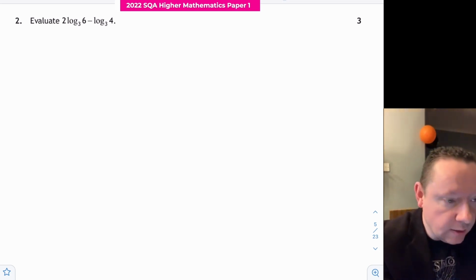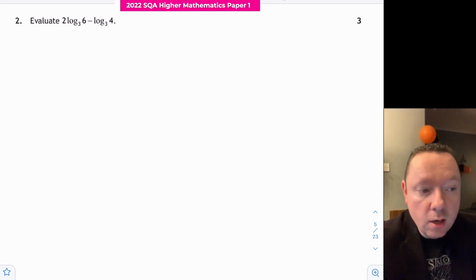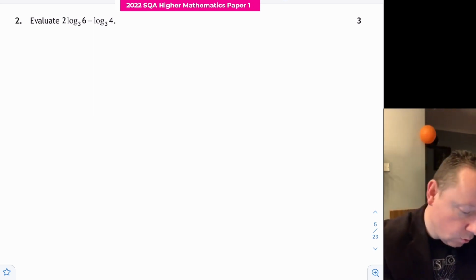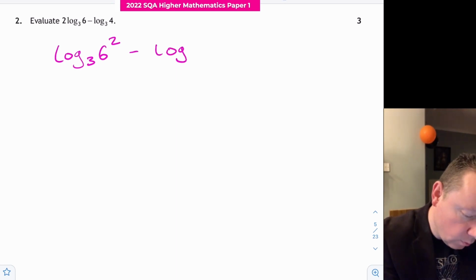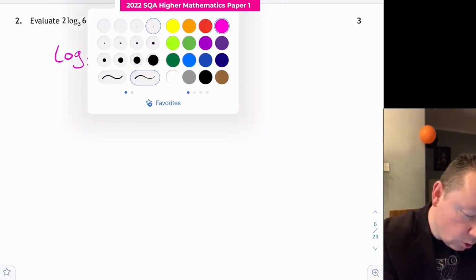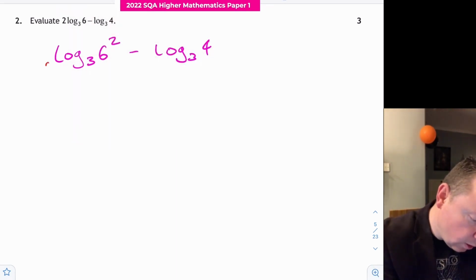The first thing we're going to apply is the idea that 2 log base 3 of 6 can be simplified to log base 3 of 6 squared. So you get your first mark for simplifying this first log to log base 3 of 6 squared, and we can still write minus log base 3 of 4. As long as you wrote this, there's your first mark there.